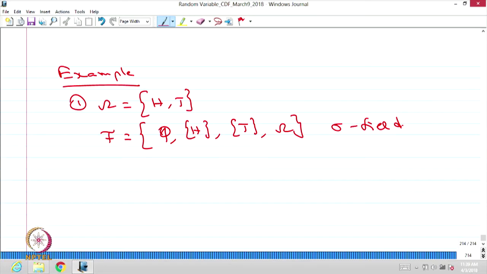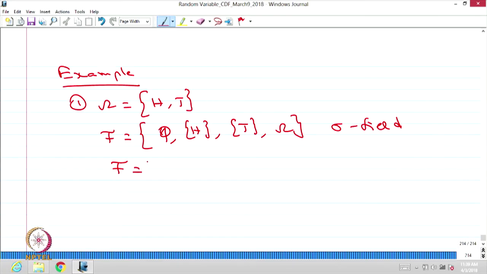or sigma algebra. This is not the only sigma field which satisfies the three conditions. We can have one more sigma field, that is empty set and the whole set. This also satisfies all the three conditions of sigma field, because omega is one of the elements, the complement of empty set and the whole set is there, and the union is also belonging to the collection. Therefore, this is also a sigma field. So, this is called a trivial sigma field.